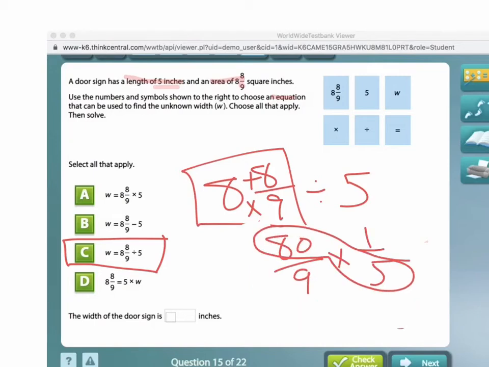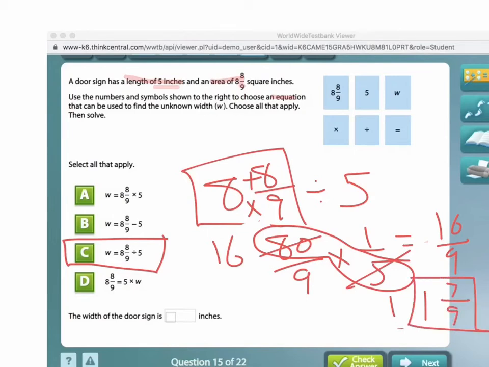So when you set up the equation like this, you can see that 80 and 5 have a common factor of 5. So I'm going to simplify this by dividing each of these by 5. 5 divided by 5 is 1, and 80 divided by 5 is 16. So we end up with 16/9 times 1 whole, or 16/9. Now 9 goes into 16 one whole time, and there are 7 parts left over. So when I simplify 16/9, I end up with 1 7/9 inches as my width.